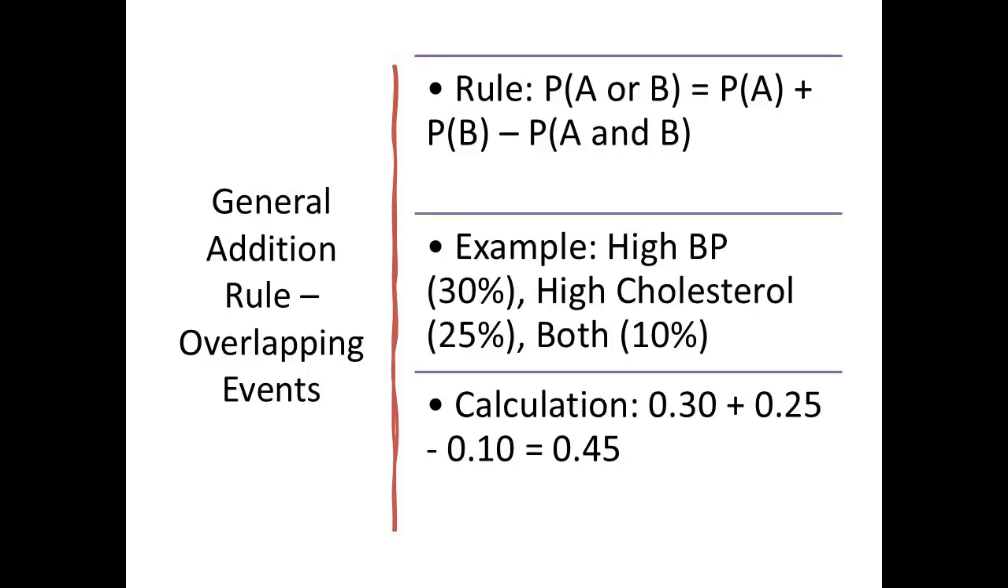When events are not mutually exclusive, we need to adjust for the overlap by subtracting the probability of both occurring. This is the general addition rule. P(A or B) equals P(A) plus P(B) minus P(A and B). For example, suppose 30% of patients have high blood pressure, 25% have high cholesterol, and 10% have both. The probability of having either is 0.30 plus 0.25 minus 0.10 equals 0.45 or 45%.